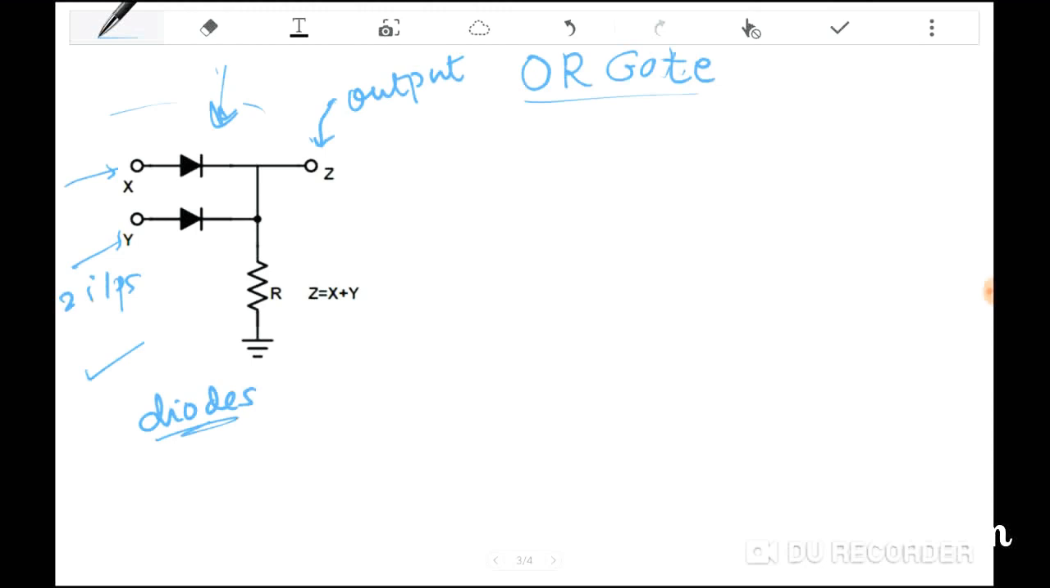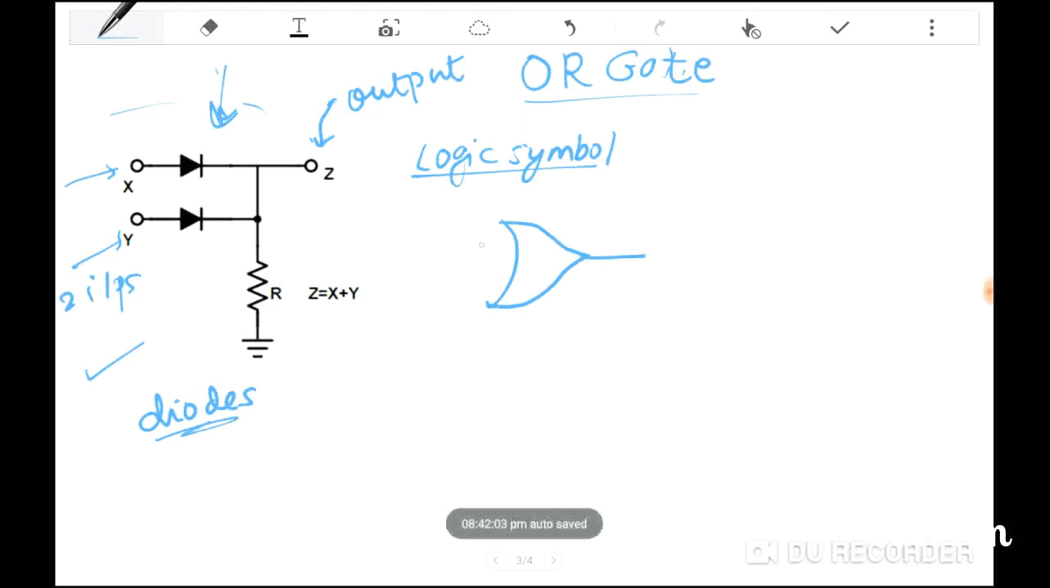Alright, so now, before going on to the working part, I will show you how exactly the logic symbol of the OR gate is shown. So the logic symbol, here we go, I'll write here. The logic symbol is represented as this diagram for the OR gate. Pardon me, I just got some curvy lines here, you can just ignore that. So two inputs X and Y and the output Z.